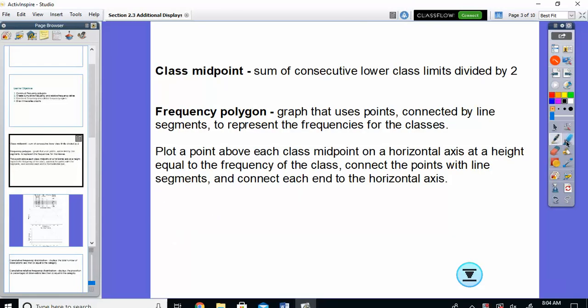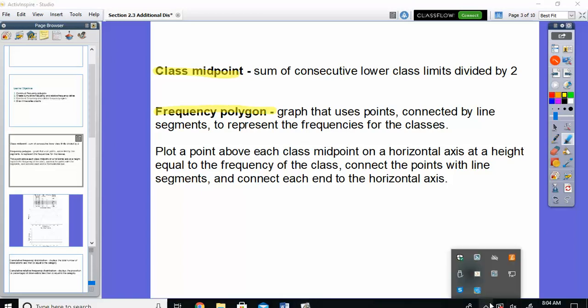A class midpoint, so these you'll just need to write down in your notes. It's basically just like a midpoint in algebra. You add them up and divide by 2. So it's the sum of the lower class limits divided by 2, and I'll show you exactly what I mean by that in a second. And then we will be looking at a frequency polygon. I'll quit talking and let you write.